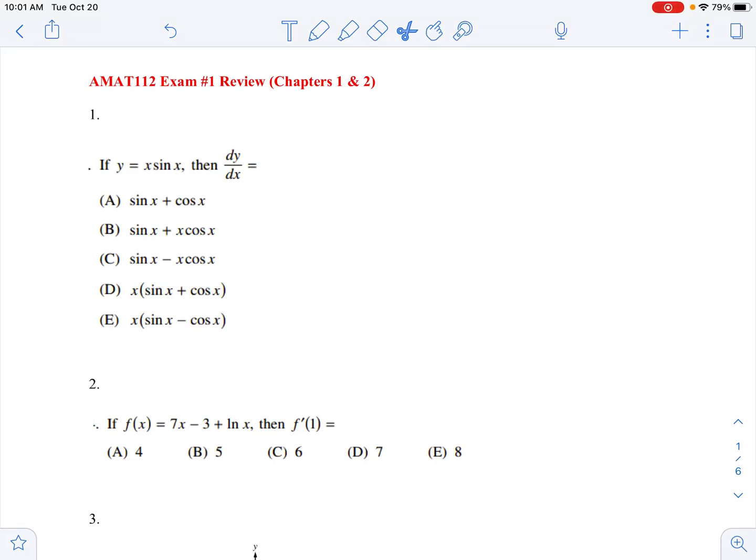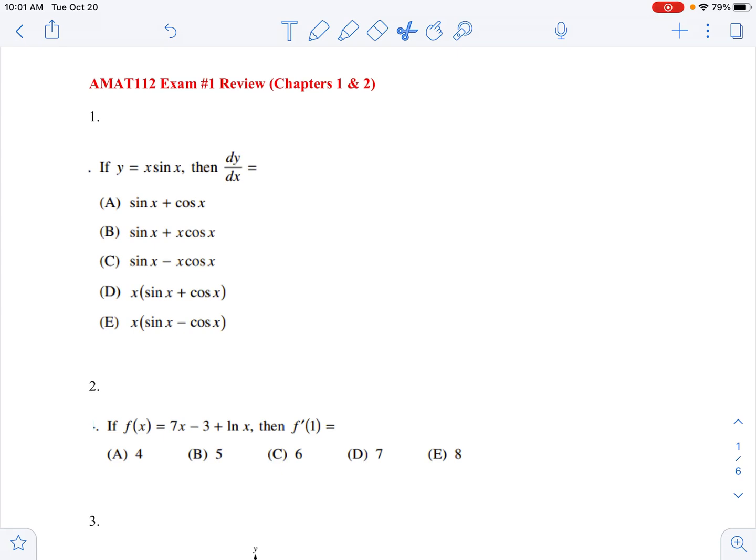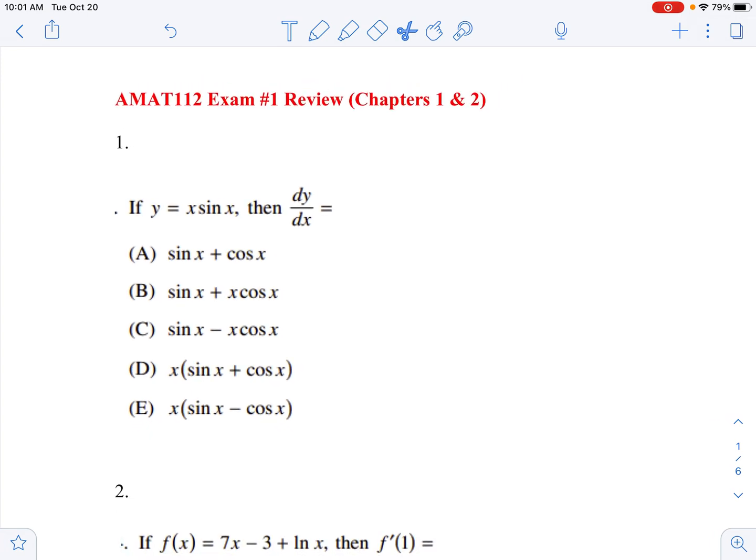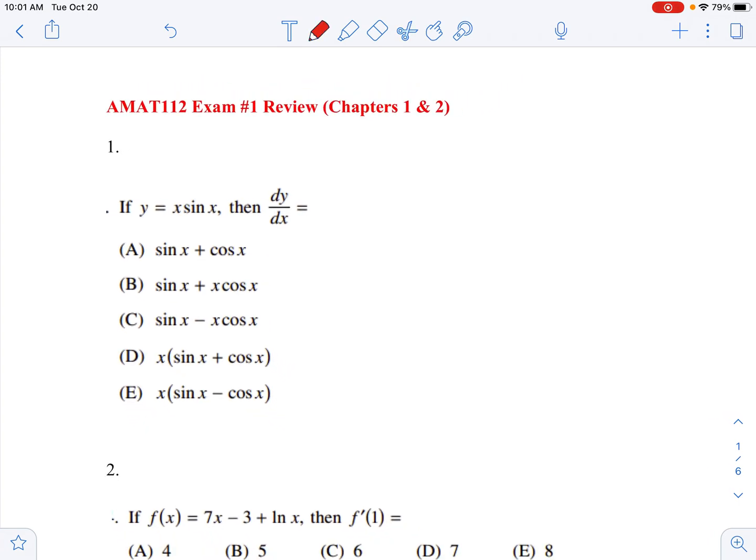All right, everybody, welcome back. Let's do some review for the upcoming first exam. Part of the trick here is understanding what rules to look out for and things like that. So hopefully that can help you find what to look for.